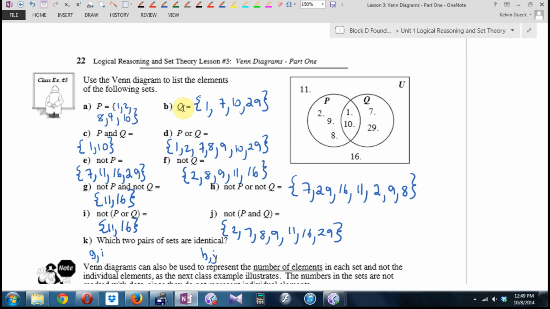Not P or Q. So P or Q are both circles. What's not in both circles? Those two, 11 and 16. What's not P and Q? P and Q is the overlap. What's not that? Anything that's not in the overlap. All the rest.